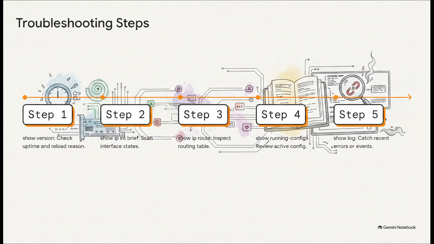Step 3. Show ip route to inspect that routing table and confirm your paths are actually there. Step 4. Show running-config to understand exactly how the device is currently set up. And Step 5. Show log to catch any recent errors, link flaps, or security events. It's a rapid-fire surgical assessment that gets you up to speed in seconds.